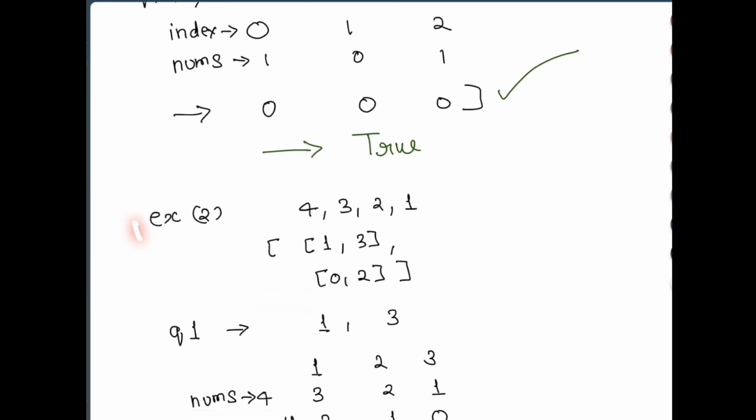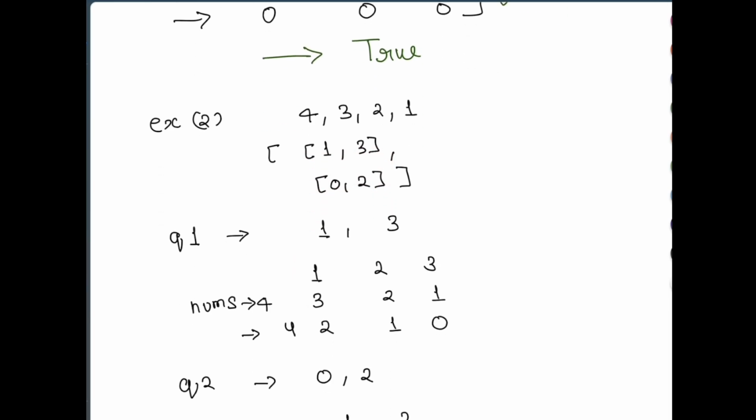Let us see one more example. Example number 2. The elements are 4, 3, 2, 1 at index 0, 1, 2, 3. And we have total 2 queries here. The first query is 1, 3. The second query is 0, 2. And let us try to process each query one by one. The Q1 is 1, 3. It means we need to go from the index 1 to index 3. So indexes are 1, 2 and 3.